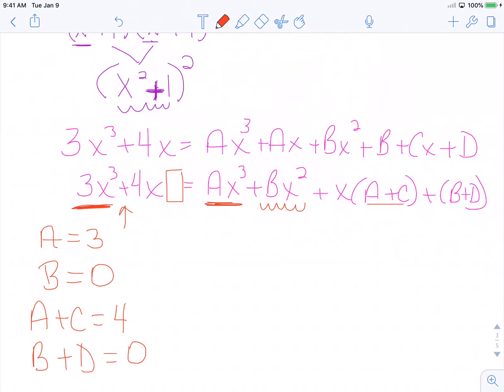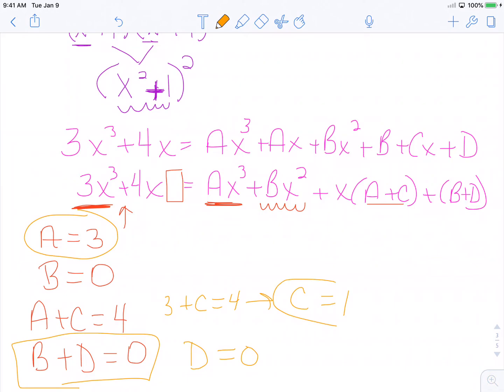So even though we have 4 variables, you know 2 of them already, because a is 3 and b is 0. If you plug a 3 in for a, we now know c is going to be 1. And then b is 0, and if b is 0 and b plus d is equal to 0, that means d is also 0. So 2 of those pieces we actually don't use in the numerator. We're just using the a and the c value.